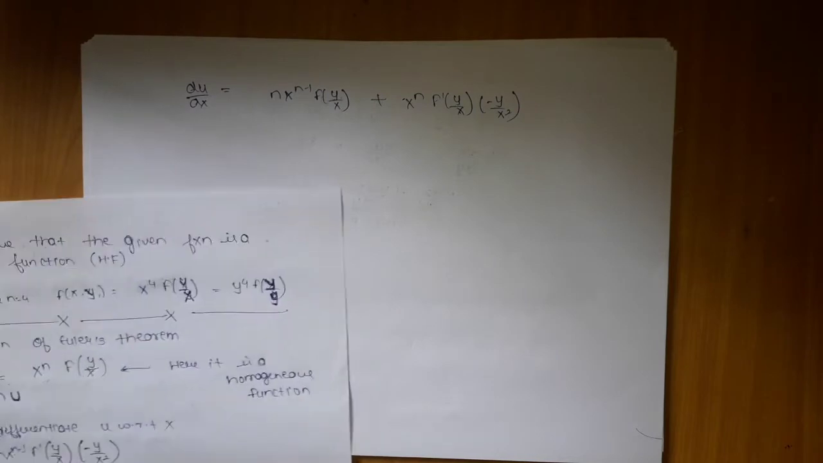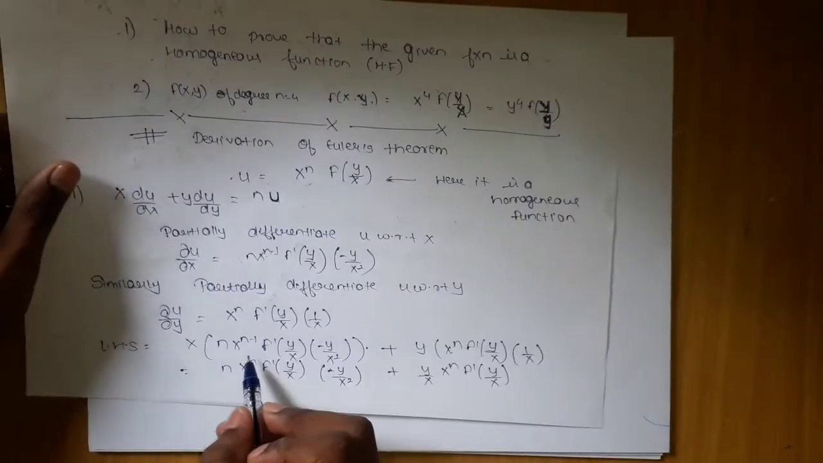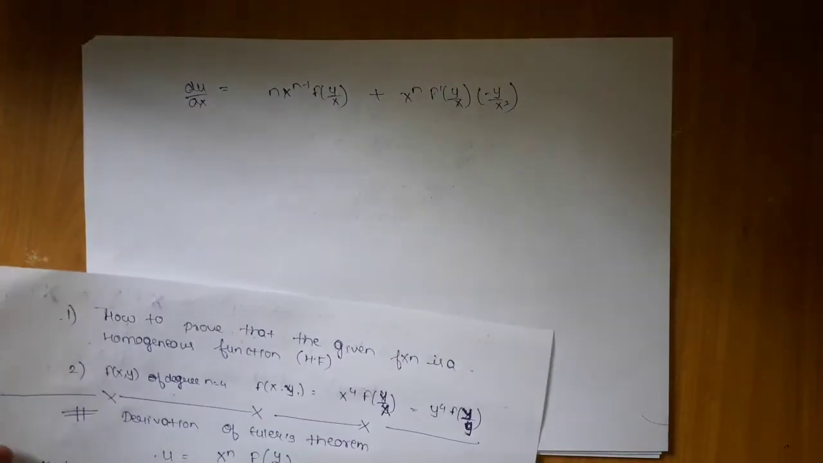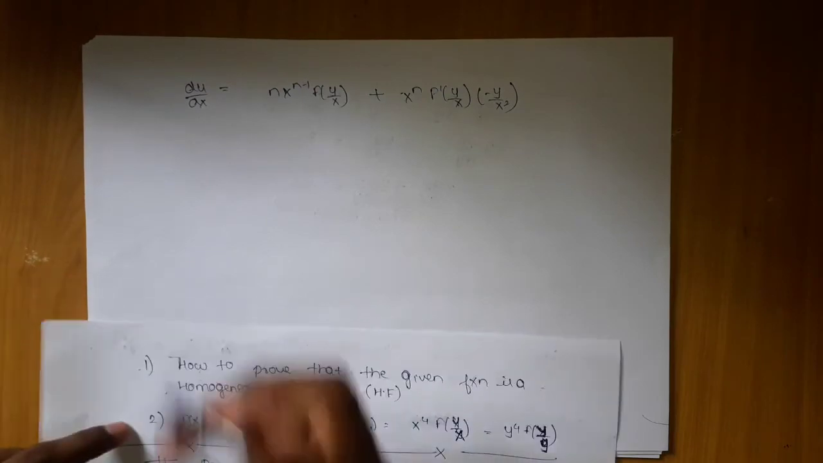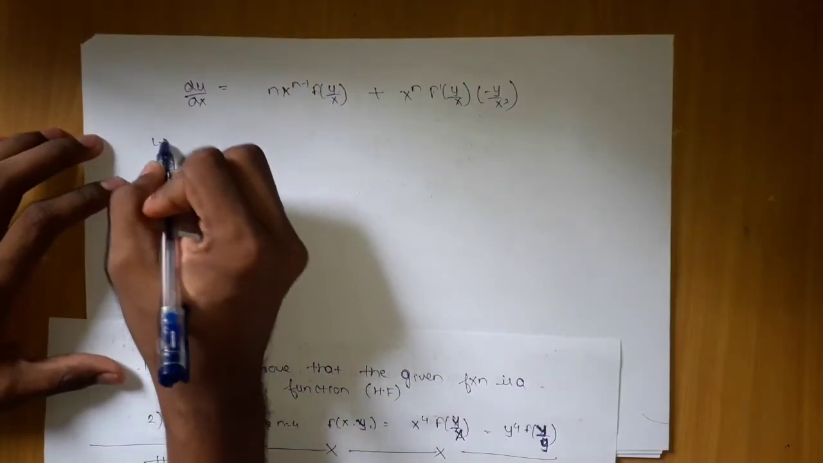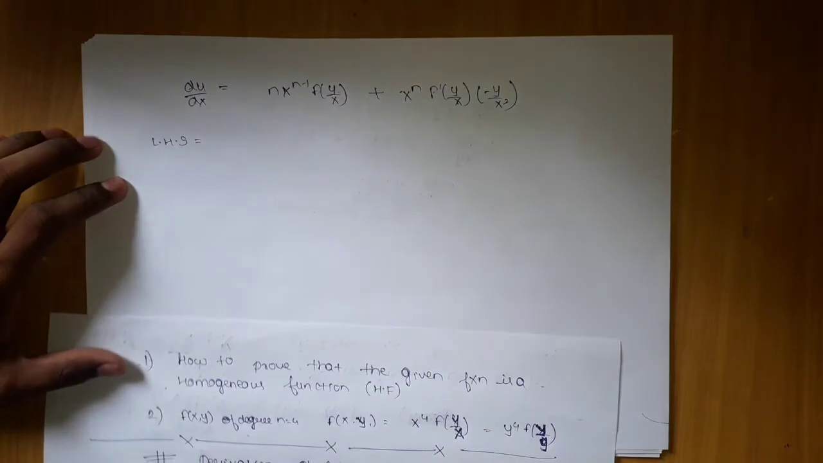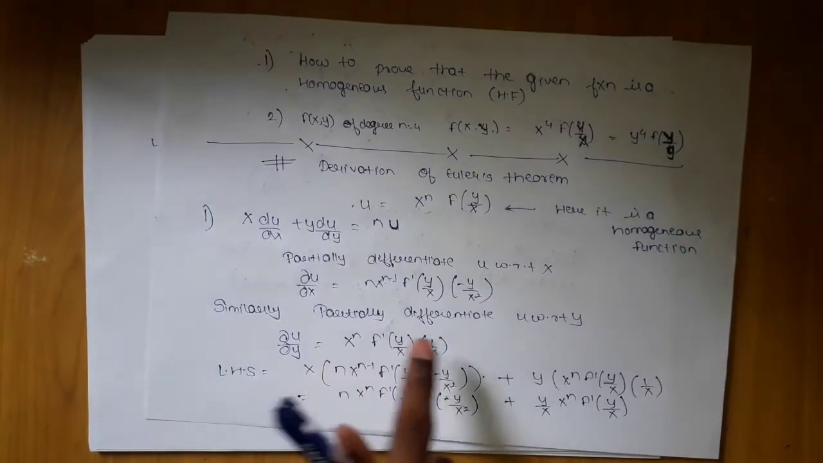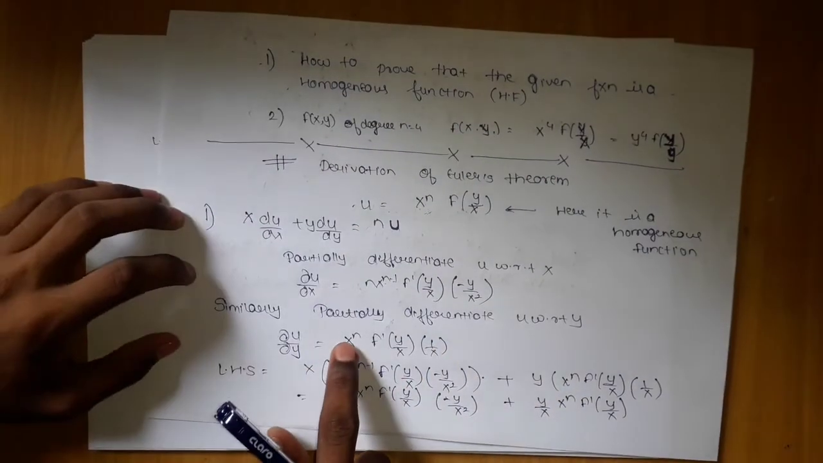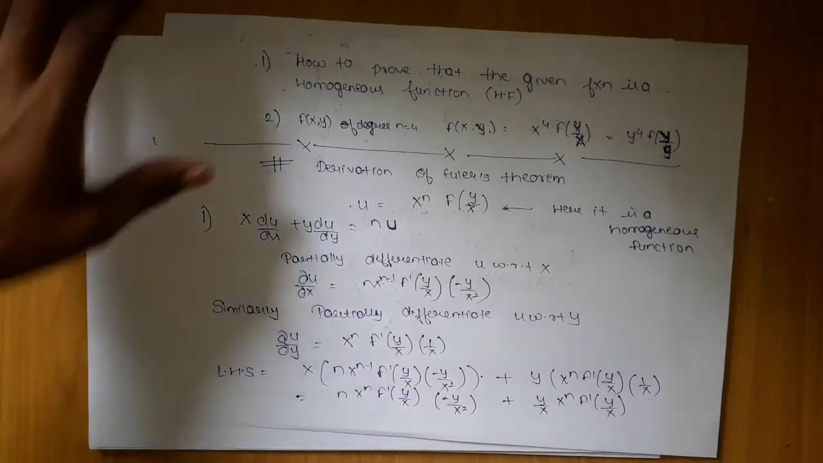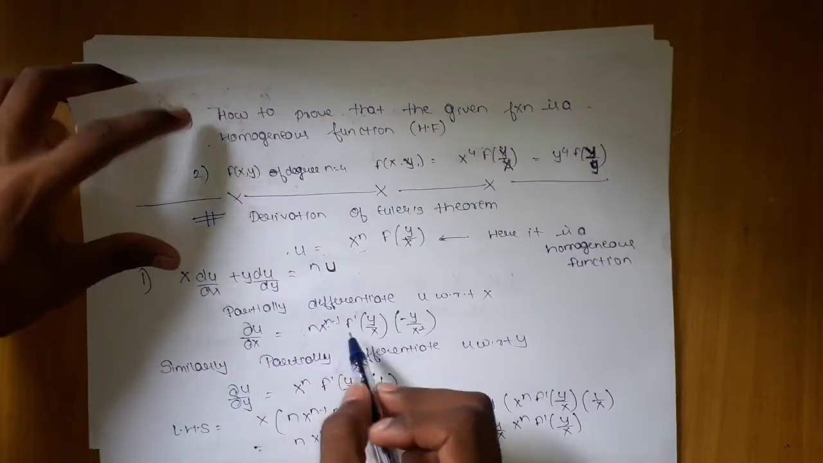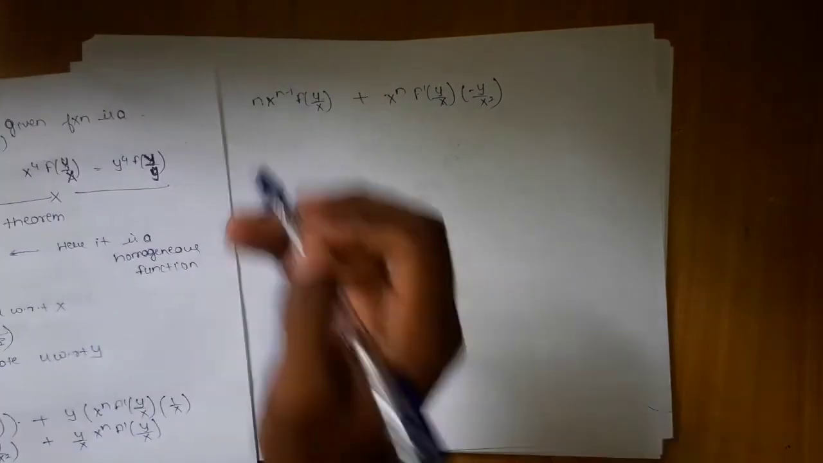So we got ∂u/∂x. Now let's substitute here. If I substitute, what am I going to get in the LHS? In the case of ∂u/∂y, here there was x, so no UV rule will be applied. So this was wrong. Okay, I am cancelling it out. Now let's substitute the values.